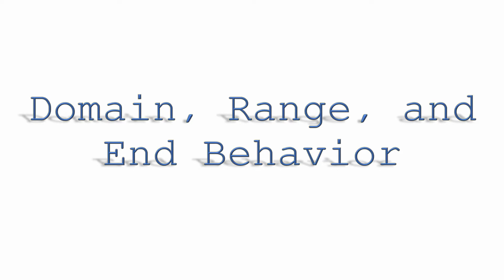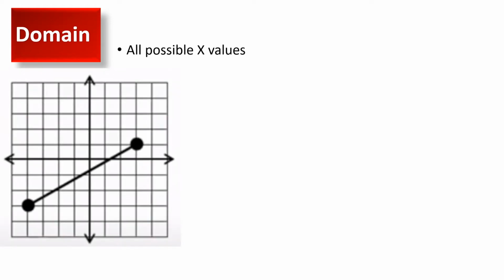Domain, range, and end behavior. Domain is all possible values of x. If you see this graph, to find the domain, find where the x starts and where it ends. You can use a ruler to find where it starts. It starts here, then it ends here.